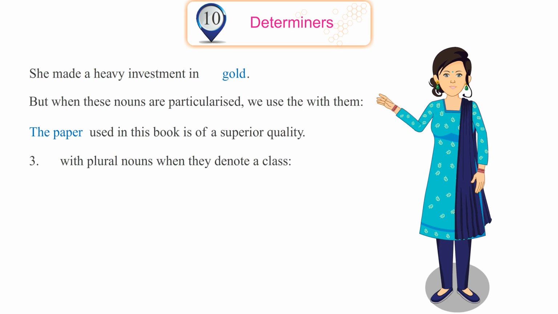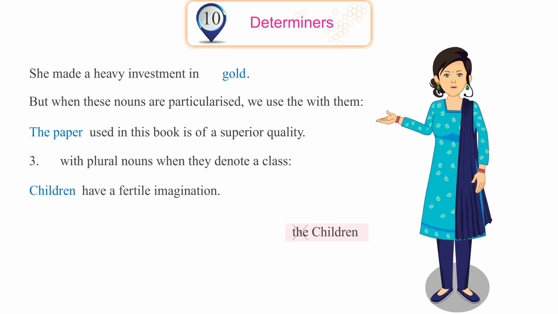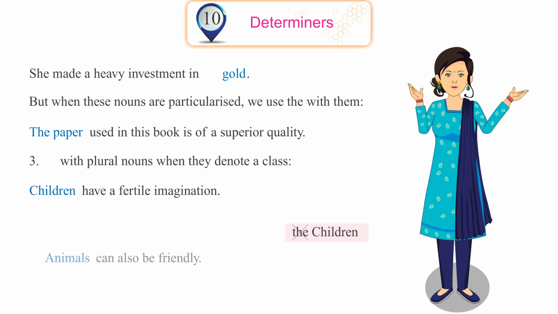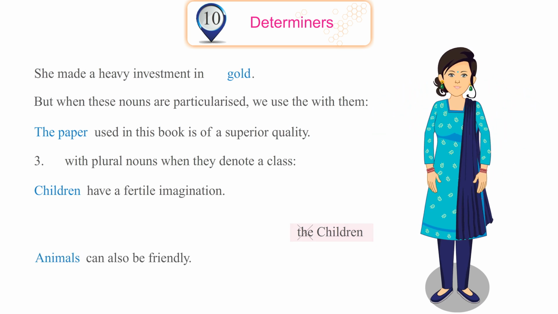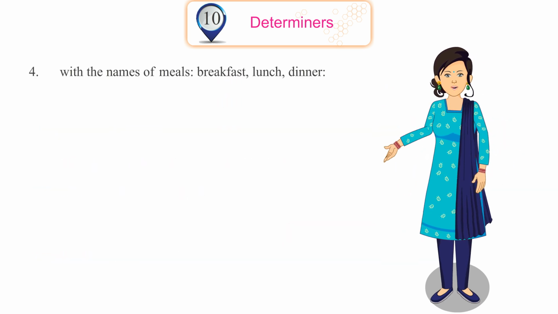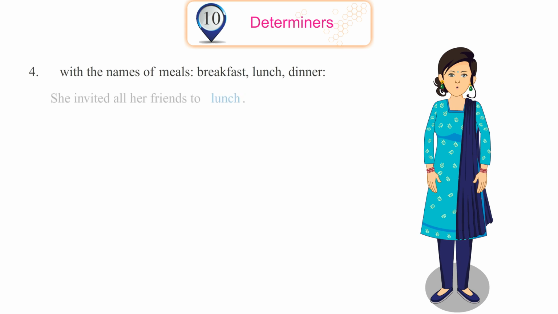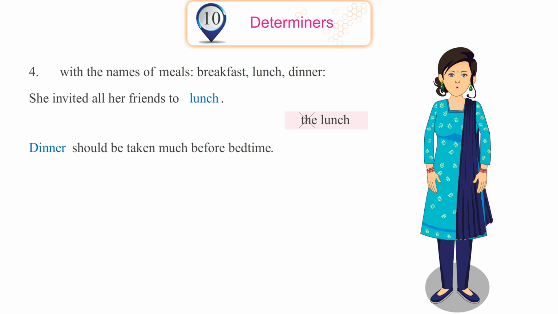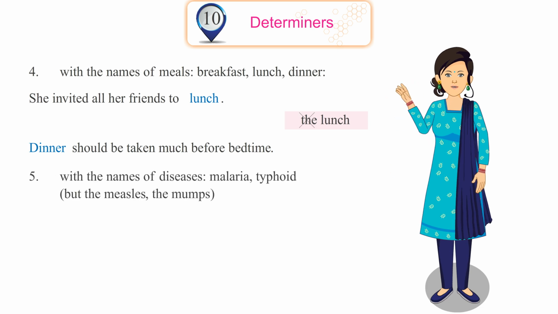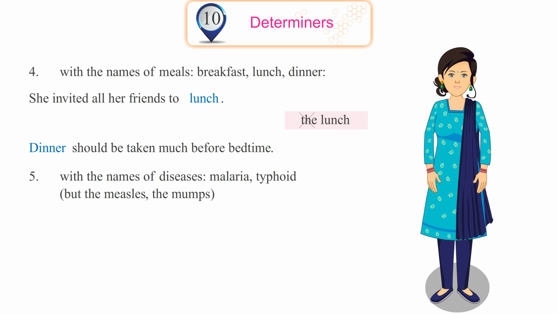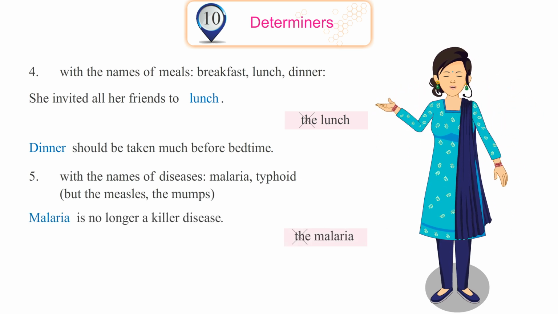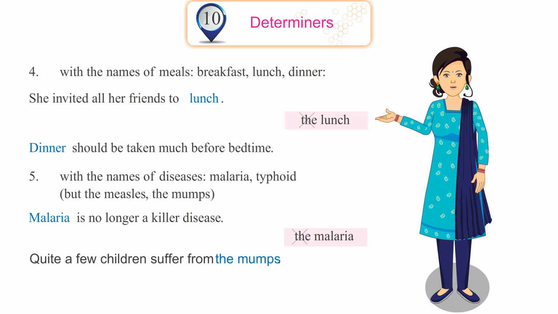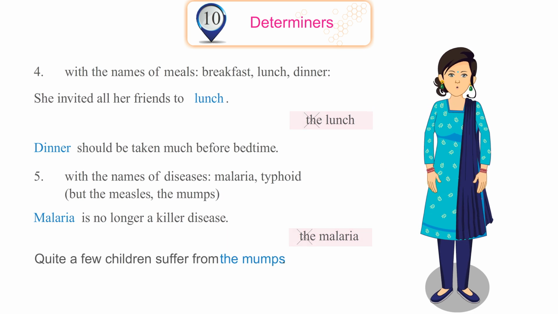With plural nouns when they denote a class: Children have a fertile imagination. Animals can also be friendly. With the names of meals, breakfast, lunch, dinner: She invited all her friends to lunch. Dinner should be taken much before bedtime. With the names of diseases, malaria, typhoid, but the measles, the mumps: Malaria is no longer a killer disease. Quite a few children suffer from the mumps.